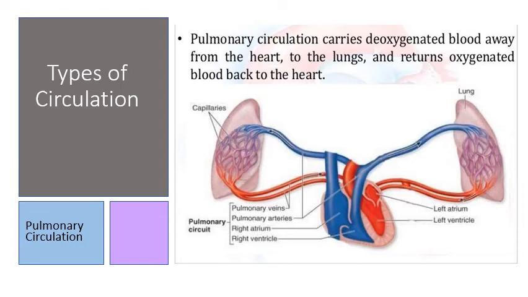In order for oxygen and food nutrients to be distributed throughout the body, they need to enter different types of circulations. We have three types of circulation. First, the pulmonary circulation. It is the movement of blood from the heart to the lungs and back to the heart. Pulmonary circulation carries the deoxygenated blood away from the heart to the lungs and returns oxygenated blood back to the heart.